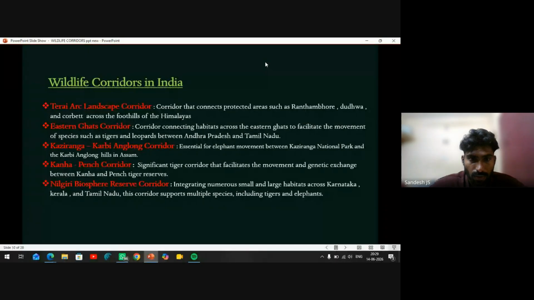Next is the Kanha corridor, a significant tiger corridor that facilitates movement and genetic exchange between Kanha and the Pench Tiger Reserve. It is an important corridor in our country because Project Tiger was implemented in this Kanha-Pench region. And the Nilgiri Biosphere Reserve on the southern side integrates numerous small and large habitats across Karnataka, Kerala, and Tamil Nadu. This corridor supports multiple species, including tiger and elephant.